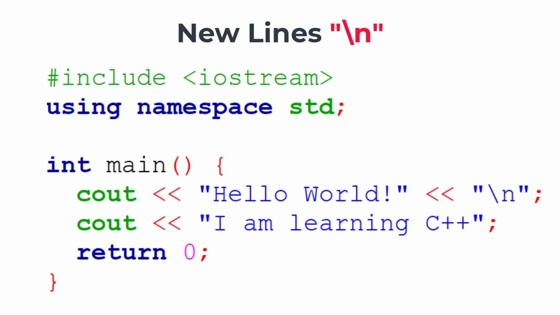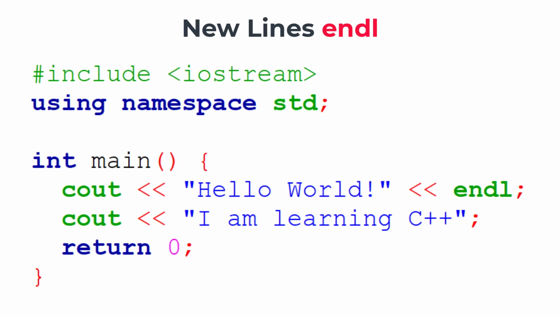You can use another method for \n placement. You can use double less than operator and place the \n character after the text like this. You can see in this example. There is another way to insert a new line, which is with the endl manipulator. You can see in this code we have placed endl after hello world. This endl will work similar to \n and place the new line onto the screen.